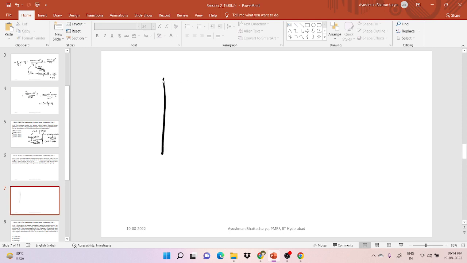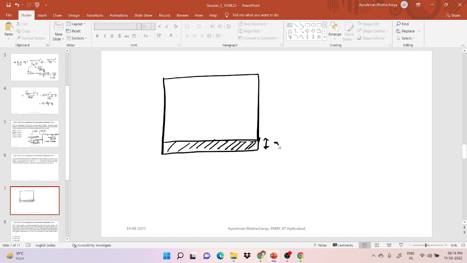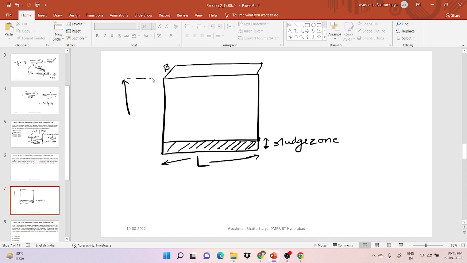So this is a sedimentation tank. Here it is the sludge zone. Suppose the tank has breadth B. This is the length L, and it has some height H.